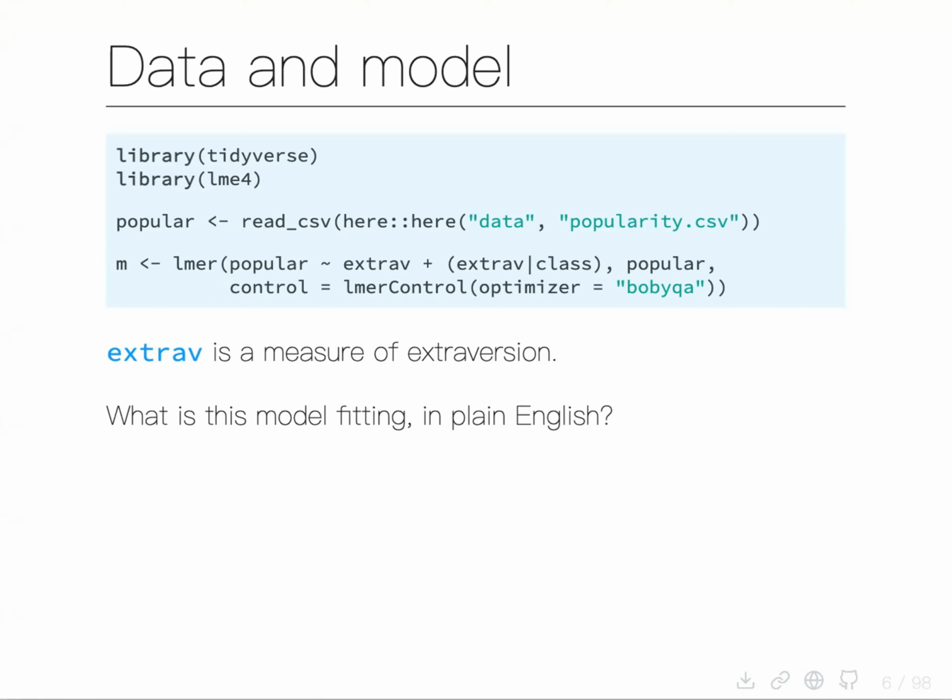So this is the data and the model that we're going to be working with. I'm loading the tidyverse and lme4, and then I'm reading in the popular data, which we've worked with previously. This time I'm fitting a model that's slightly different though. I have popular as the outcome, and then I have it modeled by Xtrav, etc. Okay, so what I'd like you to do is go ahead and fit this model, but then look at it and tell me in plain English, what is this model fitting? What's actually happening with this model? Xtrav is a measure of extroversion.